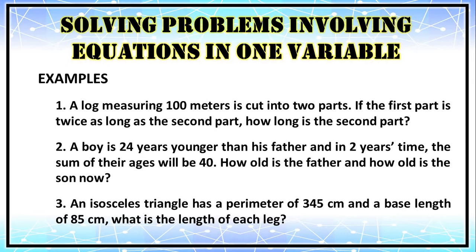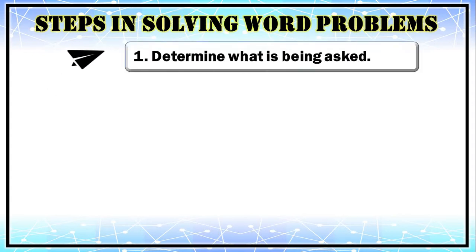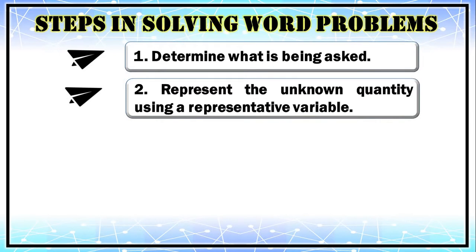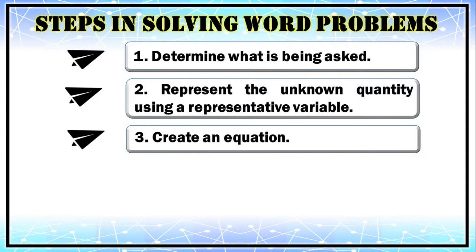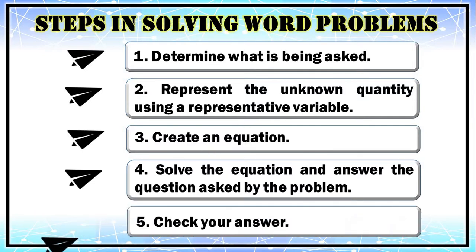So how do we solve these problems? I'm going to give you 5 easy steps. Step number 1 is to determine what is being asked. Number 2 is to represent the unknown quantity using a representative variable. Number 3 is to create an equation. Number 4 is to solve the equation and answer the question asked by the problem. And lastly, you have to check your answer.